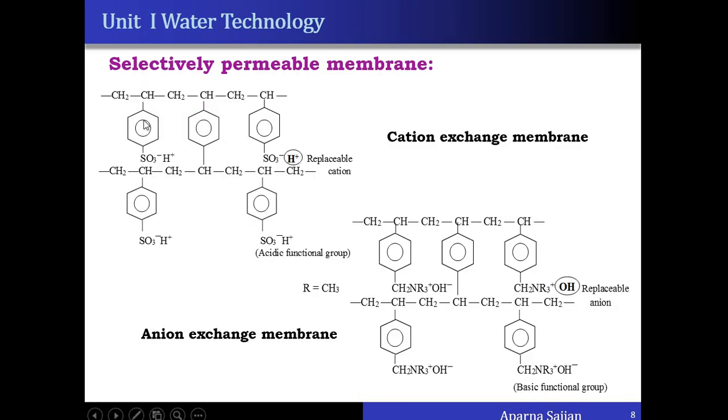So this is the structural representation of cation exchange membrane with divinyl benzene and styrene copolymer, a cross-linked polymer, and there is a functional group, sulfonic acid functional group, which has H plus ion, therefore it is cation exchange membrane or cation selective membrane. And in the other case, quaternary ammonium group is there with OH minus group. So this is a replaceable OH minus ion. Therefore it is anion exchange membrane.